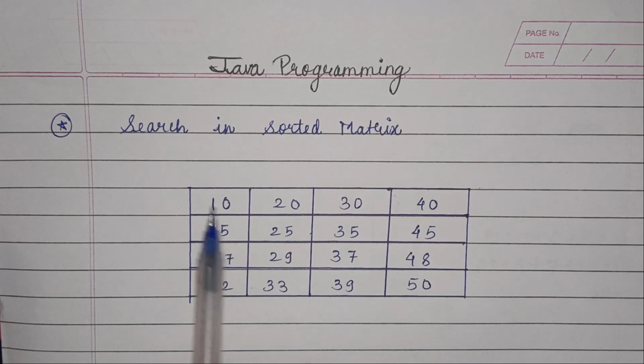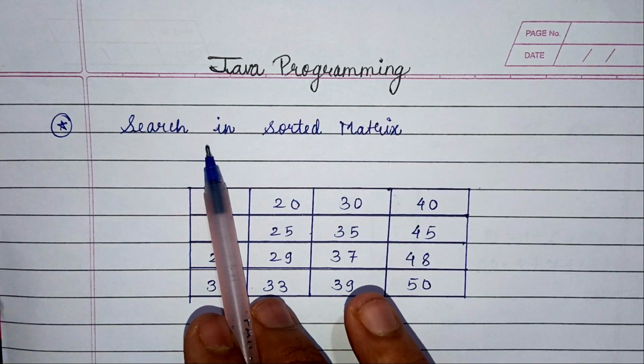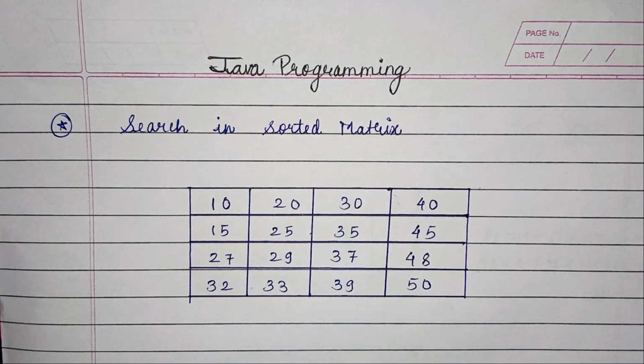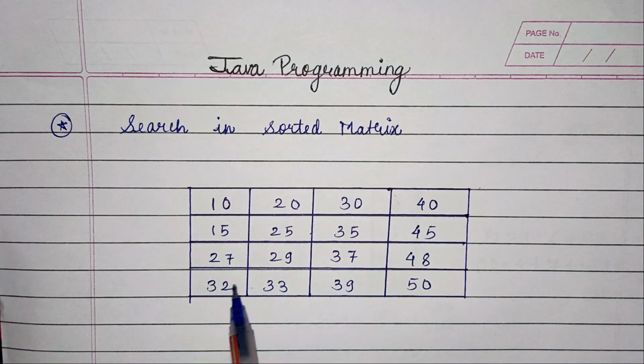In this video we are going to solve the problem of searching in a sorted matrix. We have to search a key in this sorted matrix. So how is it sorted? It is sorted row wise and also sorted column wise.